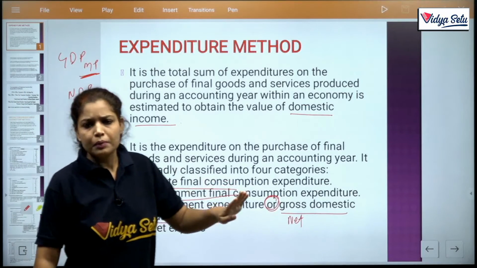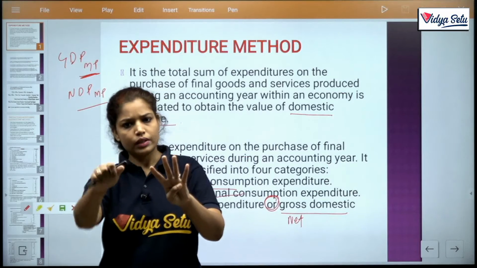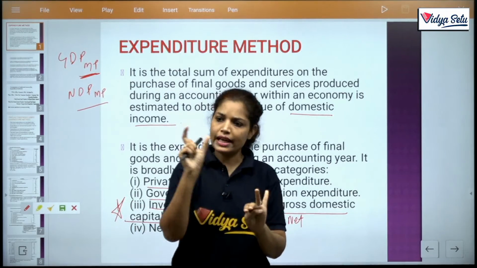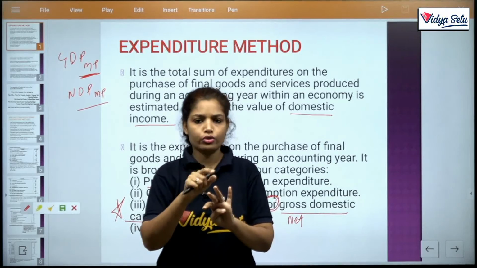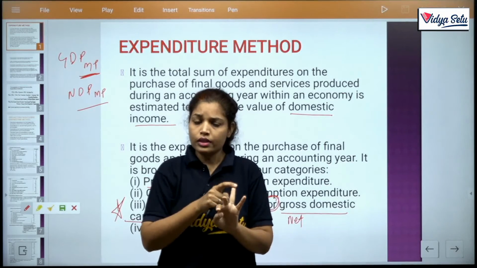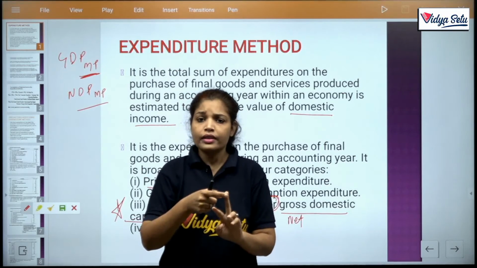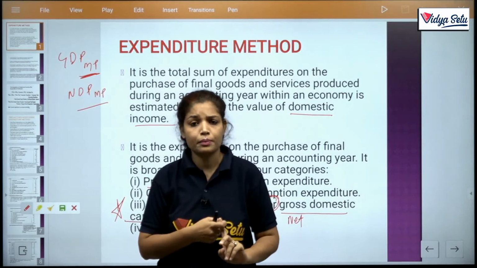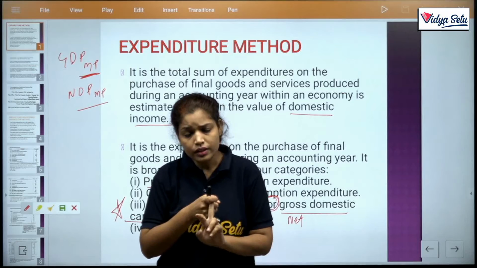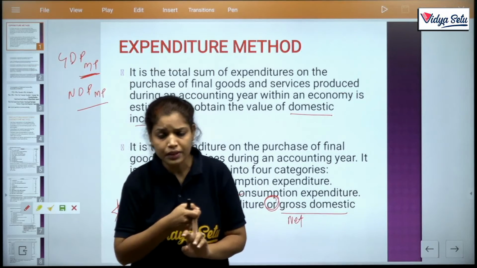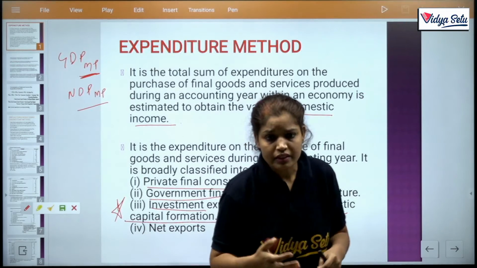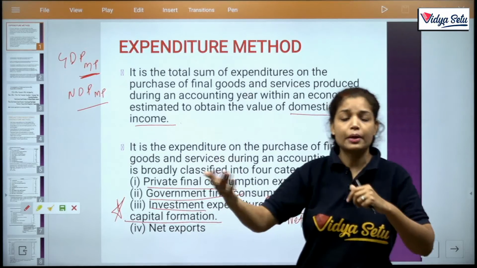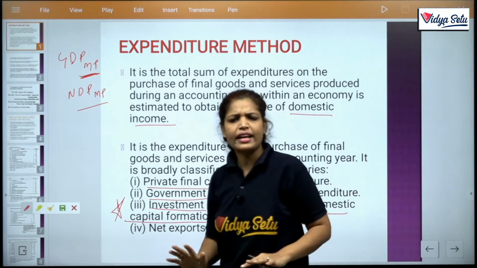This is a very simple method. There are four steps. Clear? First is private final consumption expenditure, which is given to you in your question. Just add it. Then government final consumption expenditure. Next is investment expenditure, and the last is export minus import. Clear? So sometimes the word investment expenditure is not given, and the word gross domestic capital formation is given. So you just add. Clear?